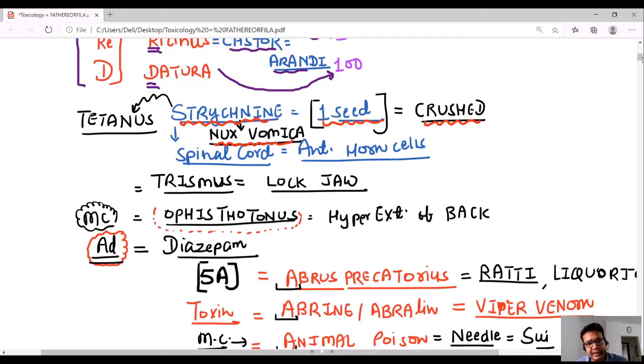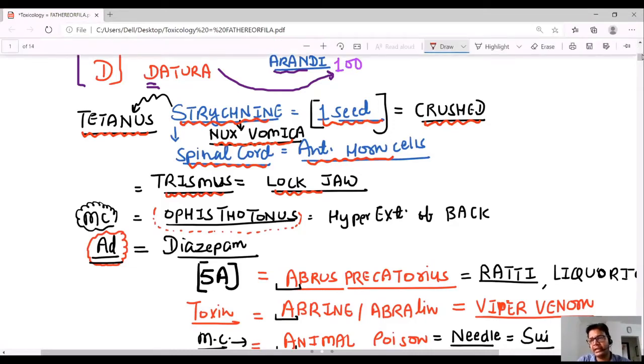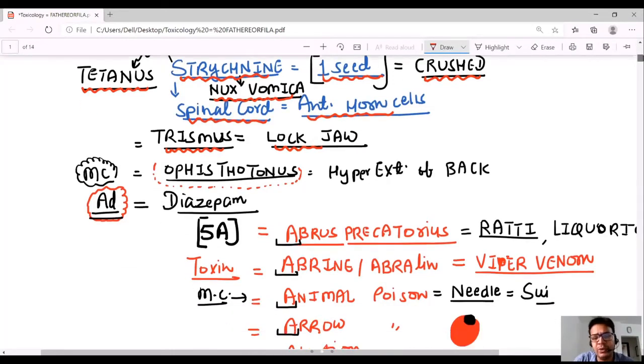It acts on the spinal cord, on the anterior horn cell of the spinal cord. Doctor, strychnine looks like a disease, that is tetanus. So just like tetanus, we have trismus. Trismus is lockjaw. Doctor, this question comes very commonly. Strychnine is Nux vomica. It acts on spinal cord anterior horn cell. It looks like tetanus.